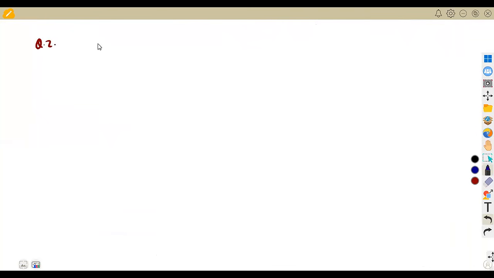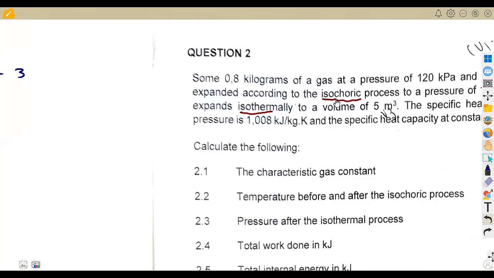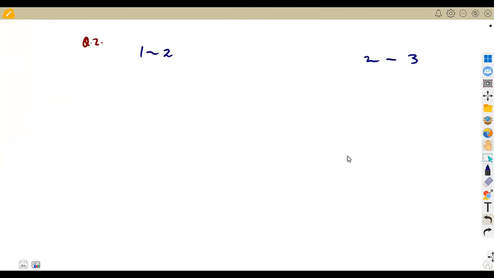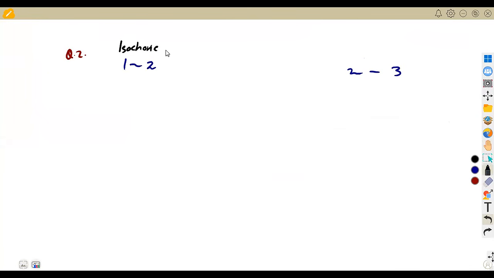So we've got two stages that we are going to take: from, let us just say, stage 1 to 2, then stage 2 to 3. The stage 1 to 2 is a condition of this part of the isochoric process. Let us try to indicate it properly here. So this is the stage of the isochoric process.